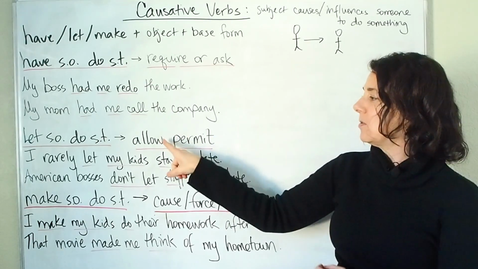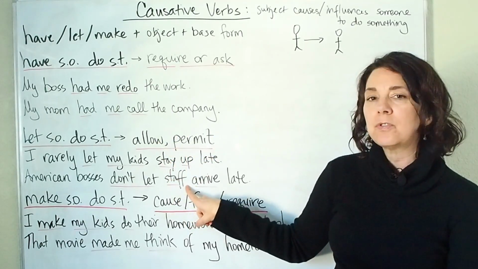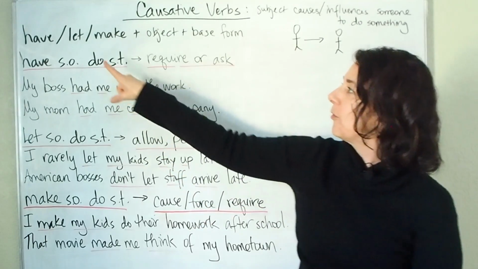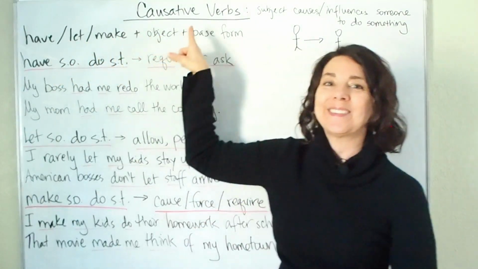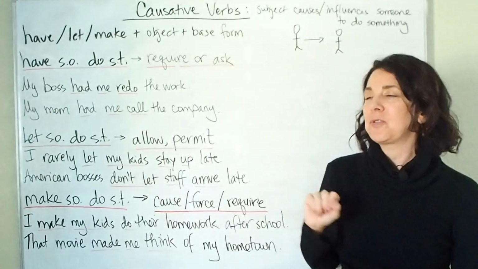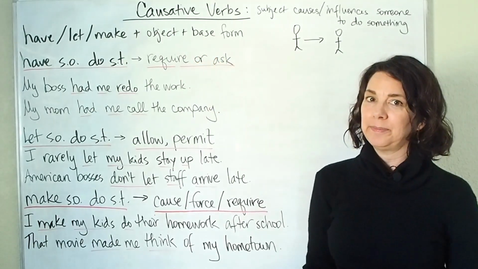Now notice if I use these verbs, I'm going to have to use to here. But for these causative verbs, it's the base form. And this is what makes the grammar tricky, that there's no to here.